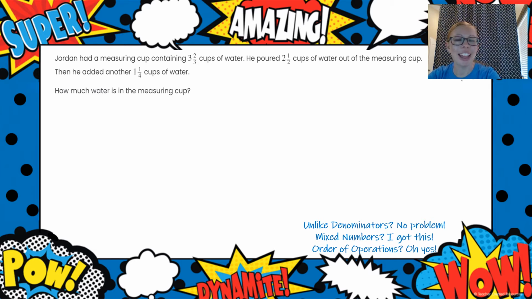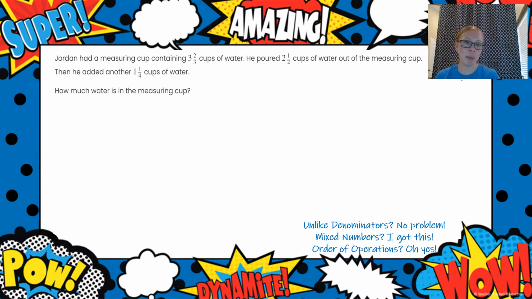Hi, fifth grade. Let's look at multi-step word problems that involve mixed numbers, adding, and subtracting all in one. We have learned a lot of things. We've learned a lot about fractions. We are going to put all of those skills together this week as we practice with word problems with multiple steps. Let's look at this problem here.